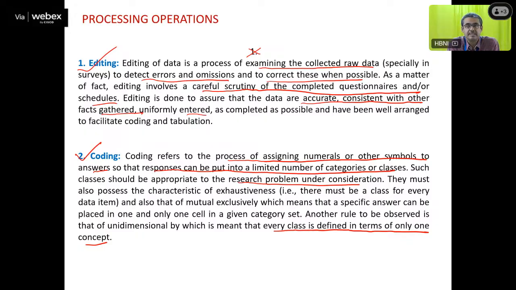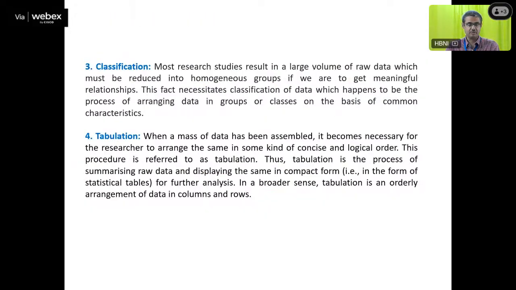So you have one concept which has to be defined as a class, and whatever the different concepts under consideration, you have to categorize the data and form them into groups, and this is known as coding. Coding refers to the process of assigning numerals or other symbols to answers so that responses can be put into a limited number of categories or classes. After coding, you go into classification.